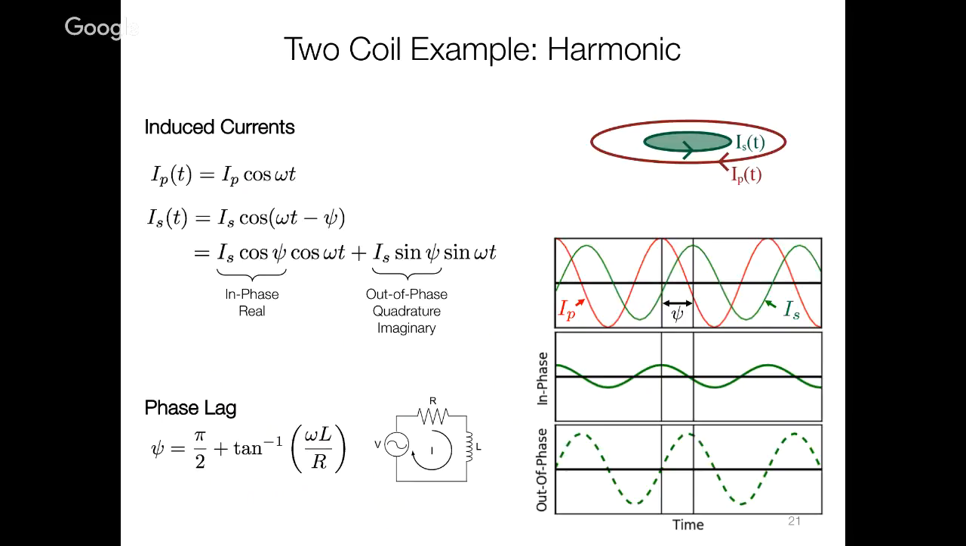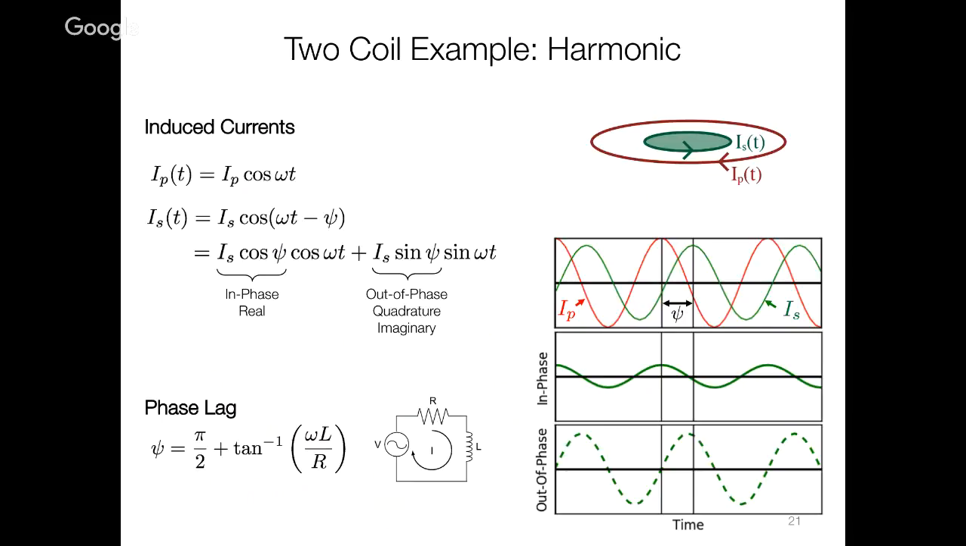Look at this expression here, cosine omega t minus psi. If you remember that you can decompose the difference of two arguments in a cosine like this. So I can write this quantity here as a cosine of psi times cosine omega t plus something times a sine omega t. Okay, so that's great.